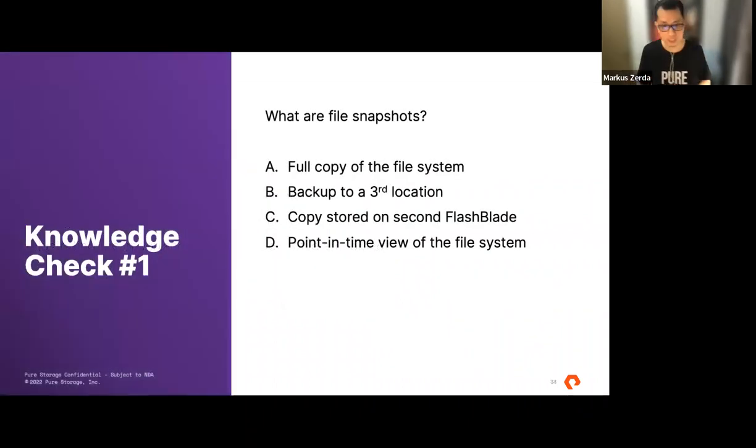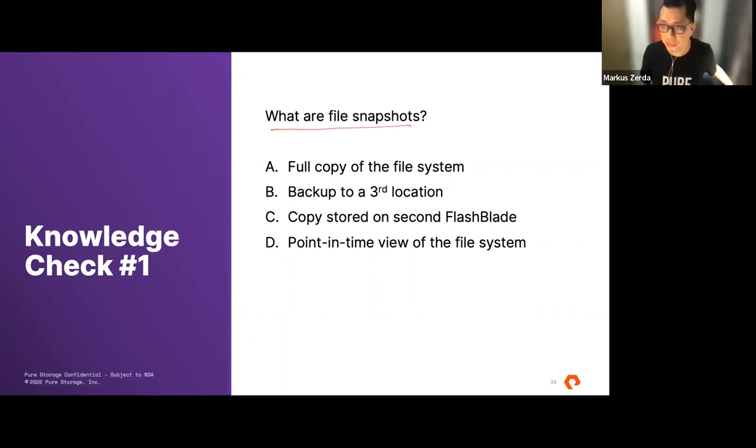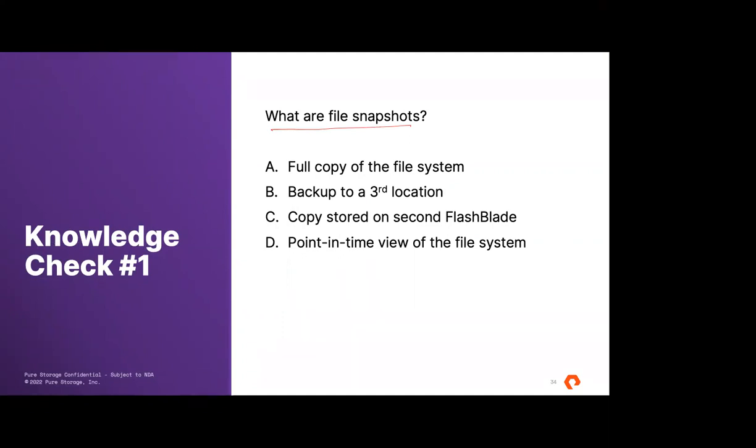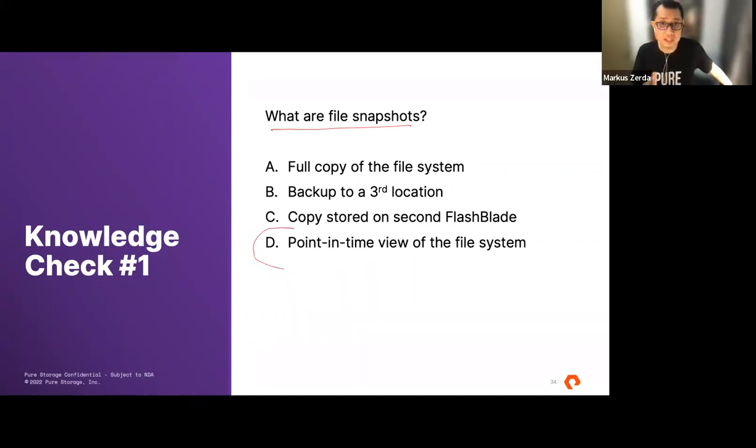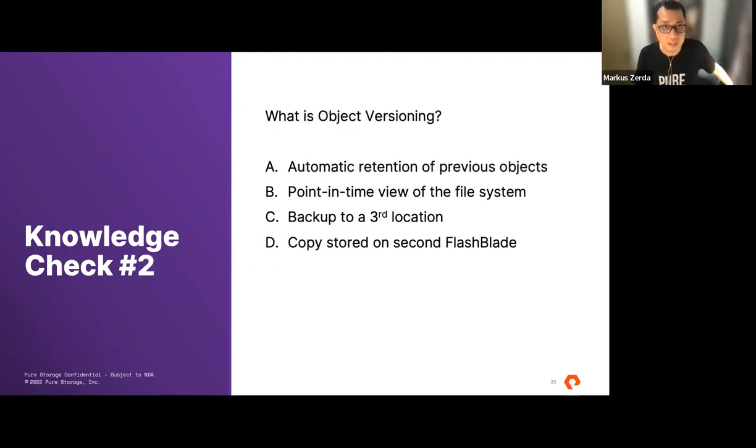All right, so first question: what are file snapshots? A, B, C, or D? Very simple. D. Is that D or B? Did I hear it correctly? D. Yes, it's a point-in-time view of the file system. It's just pointers. Correct.